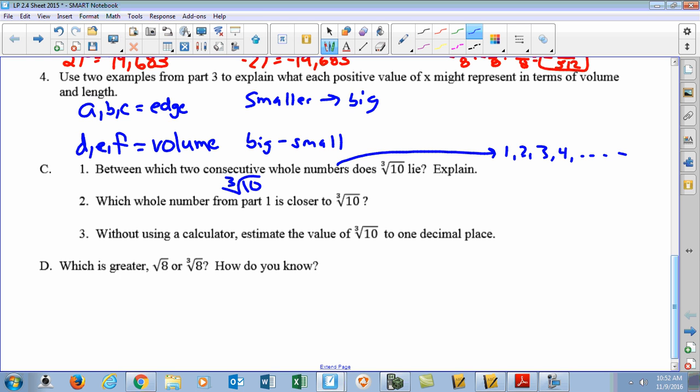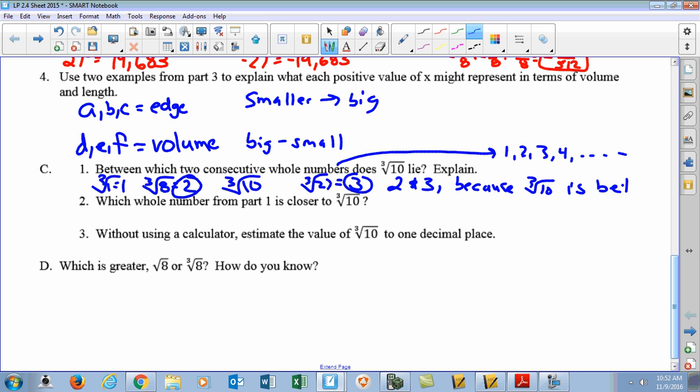Well, we know that the cubic root of 1 is 1. The cubic root of 8 is 2. What cubic number of some number gives us 3? The cubic root of 27 gives us 3. So the cubic root of 10 falls between 2 and 3, because the cubic root of 10 is between the cubic root of 8 and the cubic root of 27.